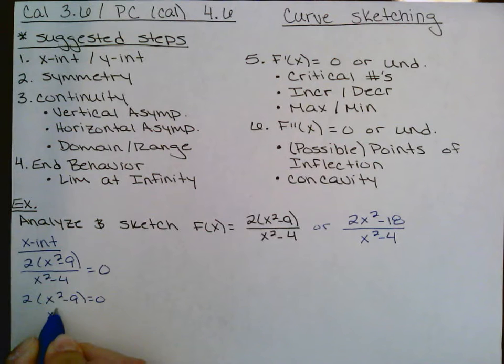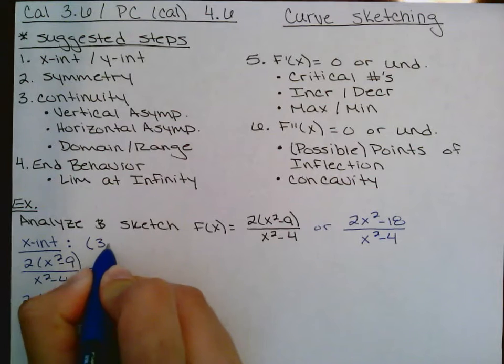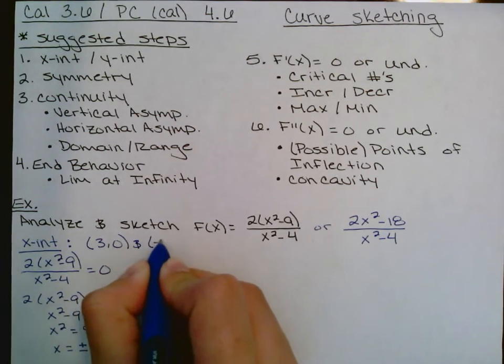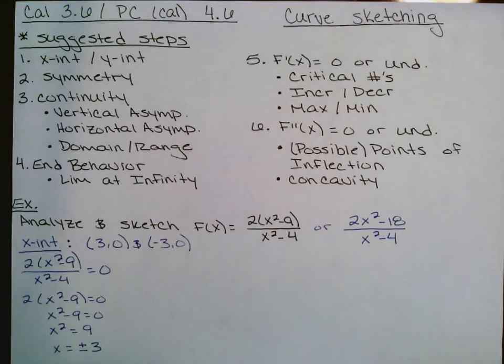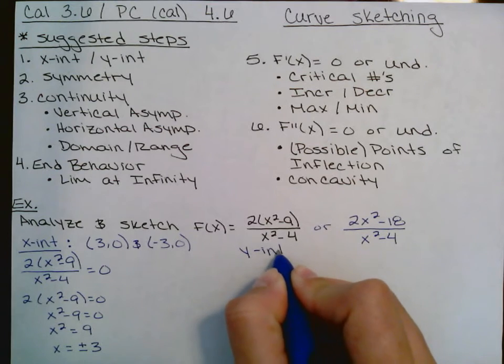I divide the 2 over. I move the 9 over. And then I square root the 9, and remember, every square root has a plus or minus 3. Okay, so my x-intercepts are going to be 3, 0, because remember I set the y equal to 0, and it's going to be negative 3, 0. Okay, let's go ahead and find the y-intercept.